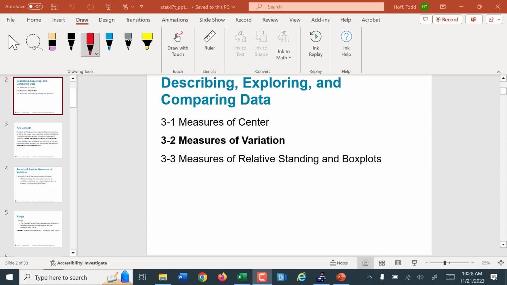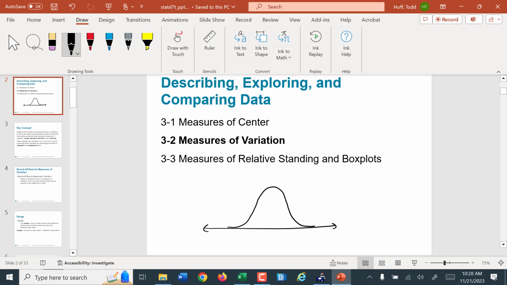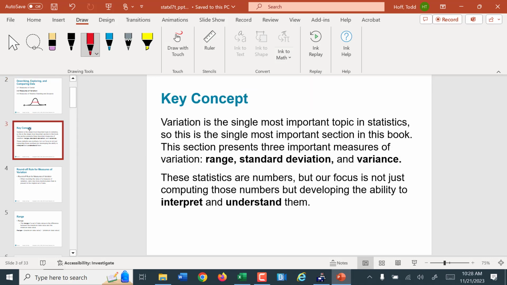Time now to look at the second section of Chapter 3, which is measures of variation. Remember what this meant: if we're looking at our bell curve or normal curve, variation is sometimes called spread. It's telling us how spread out or how wide this bell curve is. So the key concept here is, again, how spread out the data is.